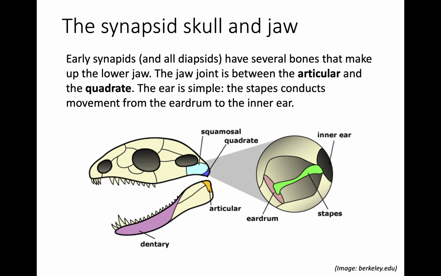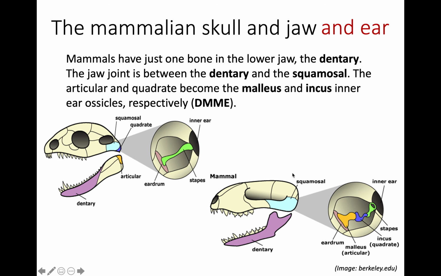Okay, so we learned a little bit about this while reading Your Inner Fish. We learned essentially how our ears get formed, and they form from the back parts of our jaw in embryo. So early synapsids and all diapsids have several bones that make up the lower jaw. The jaw joins between the articular bone and the quadrate bone. These two bones right here, articular and quadrate. The ear is pretty simple, there's just the stapes bone. Mammals have 3. Early synapsids and diapsids just have the stapes bone.